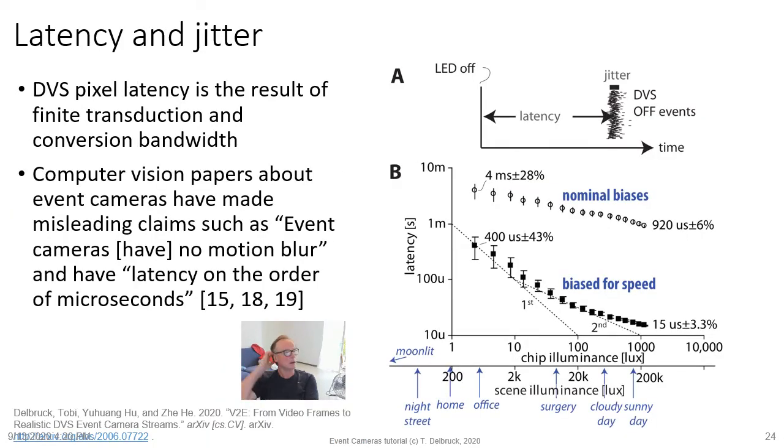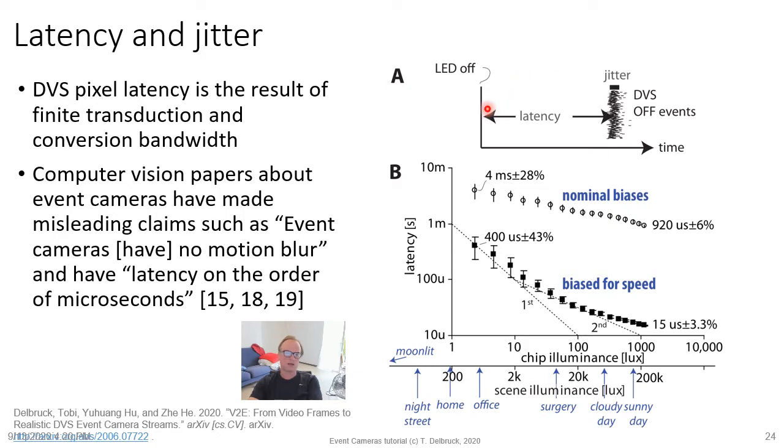All right, let's look at one more metric of performance here, which is latency and jitter. So the DVS pixel latency is a result of finite transduction and conversion bandwidth. And computer vision papers about event cameras have made misleading claims, such as event cameras have no motion blur and have latency on the order of microseconds. This is from our recent paper on v2e, from video frames to realistic DVS event camera streams.